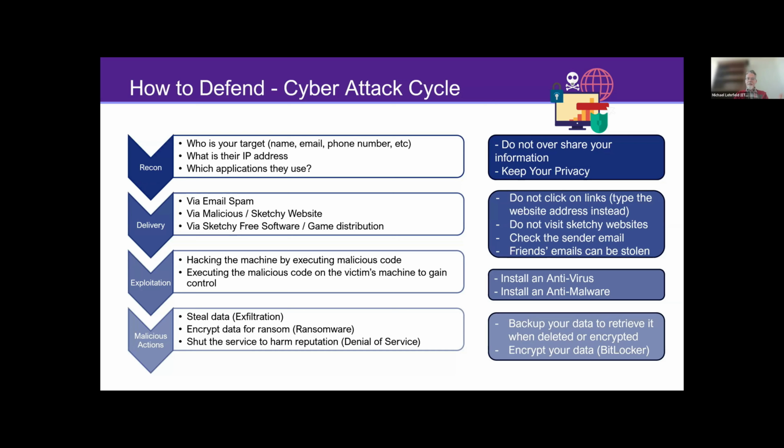And then the second step is delivery. Delivery is the actual email, the phone call, the text message that gets delivered to you. The third thing is the exploitation phase. This is when the user, the victim, clicks on a link in that email or answers a phone call and provides information. So that's the exploitation phase. And then the malicious action is, well, what do they do with that information? Do they try to steal your identity? Do they try to get you to send them money?